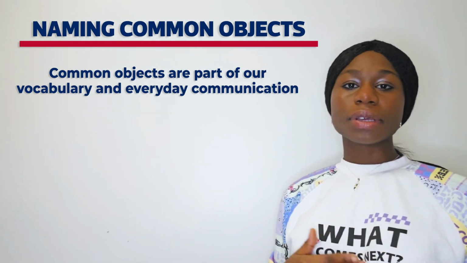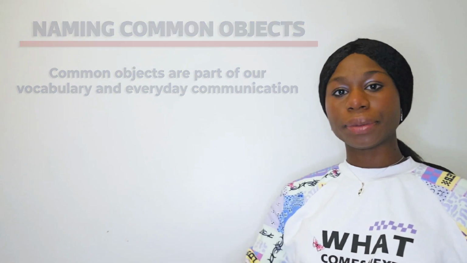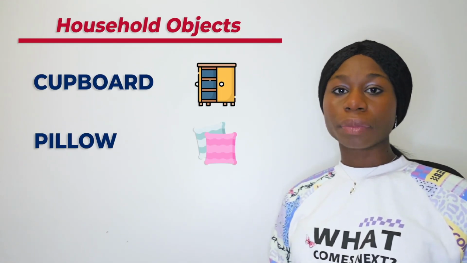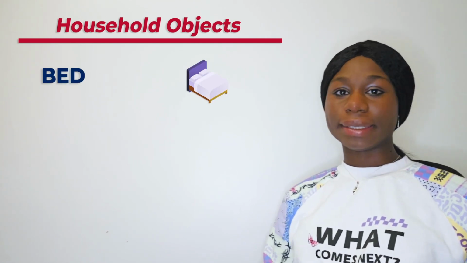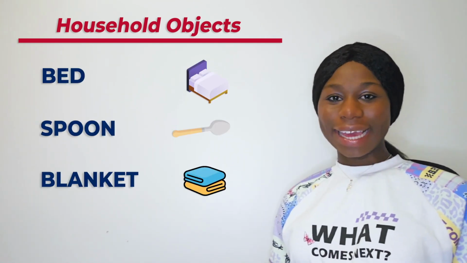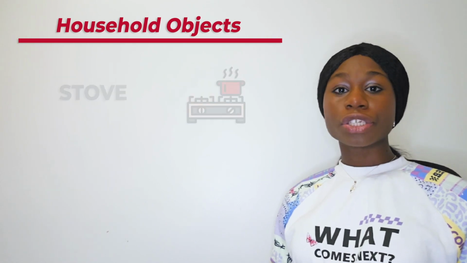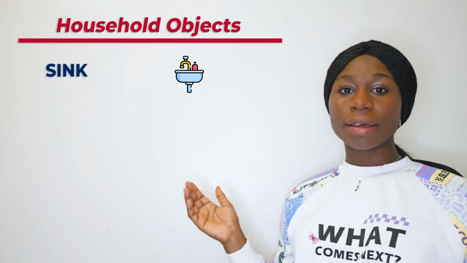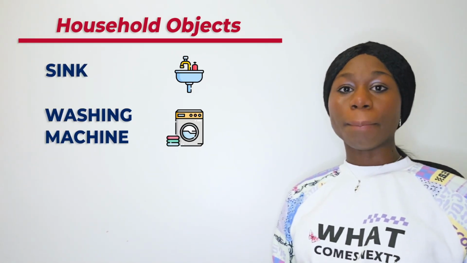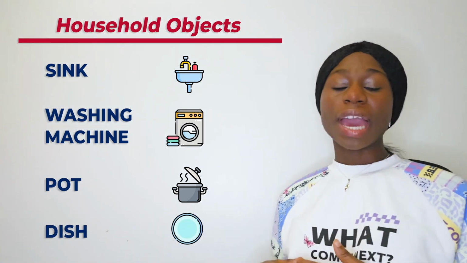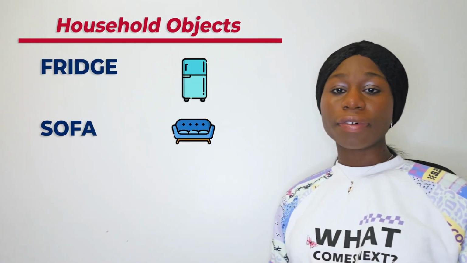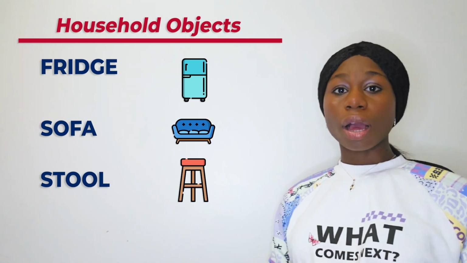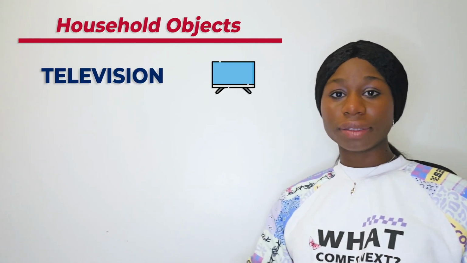home. Some examples of household objects include cupboard, pillow, coffee maker, bed, spoon, blanket, knife, stove. We have the sink, washing machine, pot, dish. We have the fridge, sofa, stool, cup, television, glass.